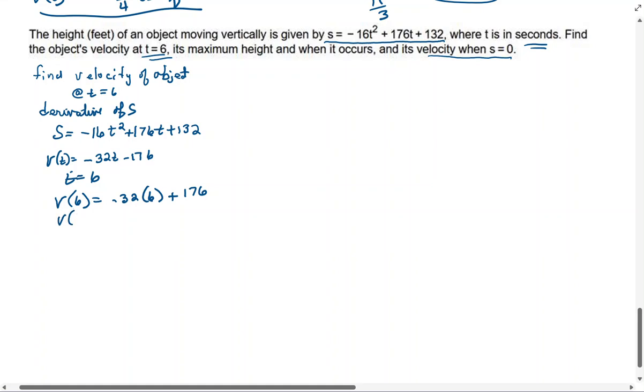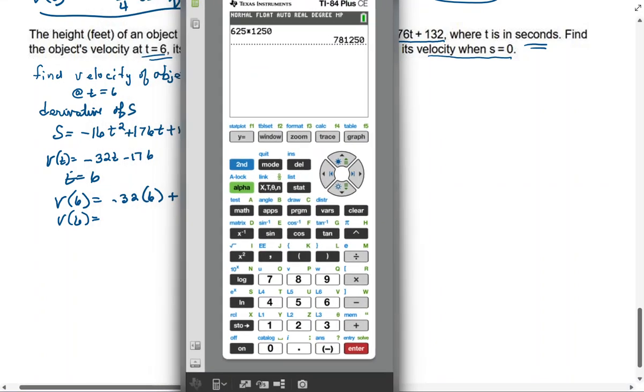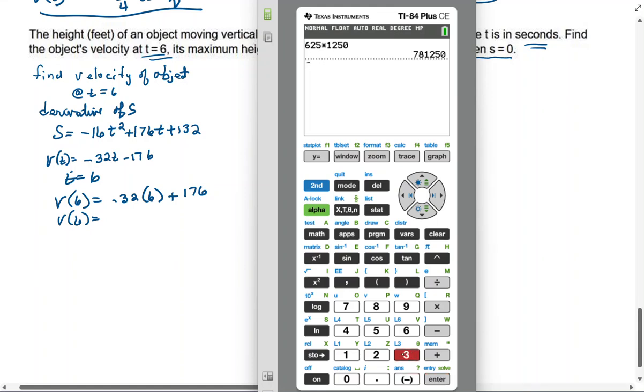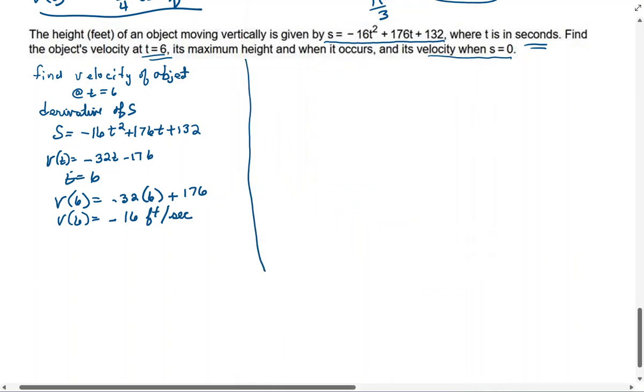Okay. Calculator time. What did you get? Make sure my math is good. And this is because we've taken a derivative and it's only the first derivative, it is going to be in feet per second.